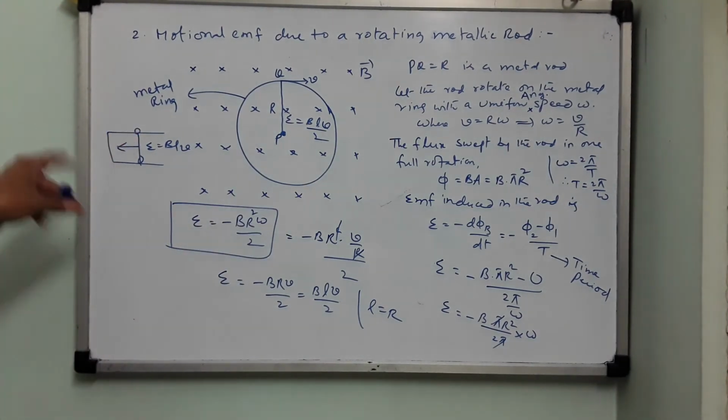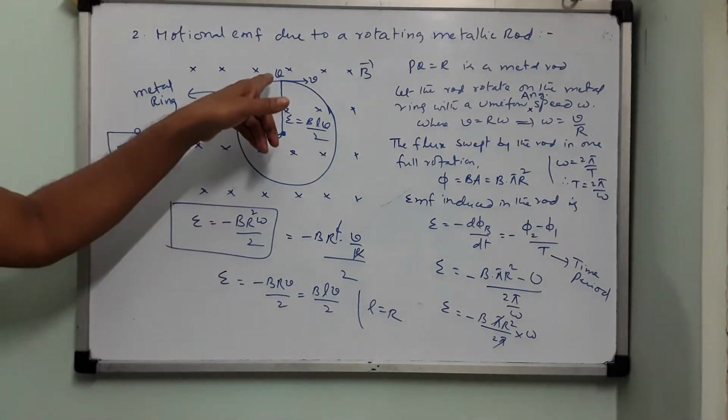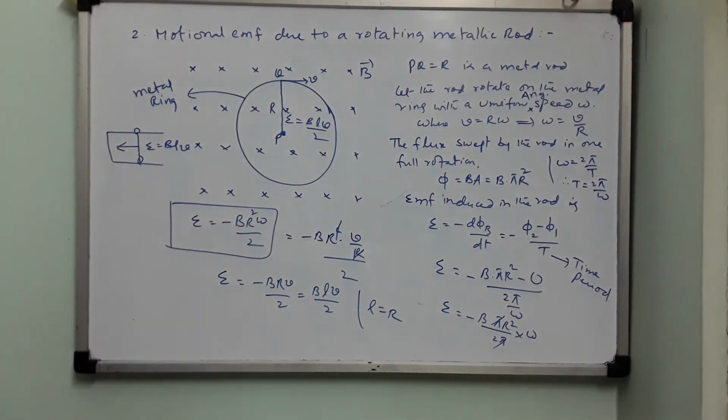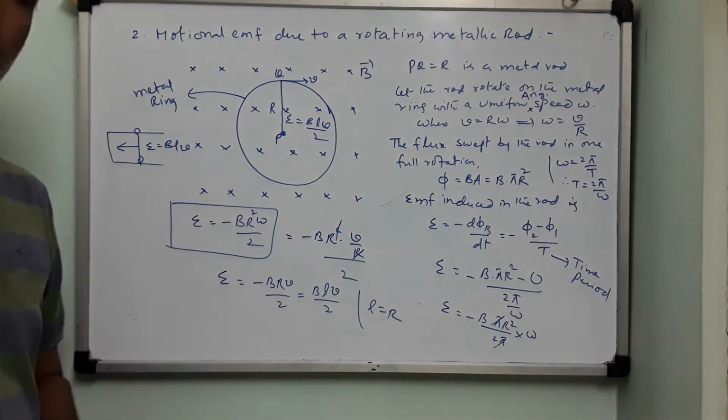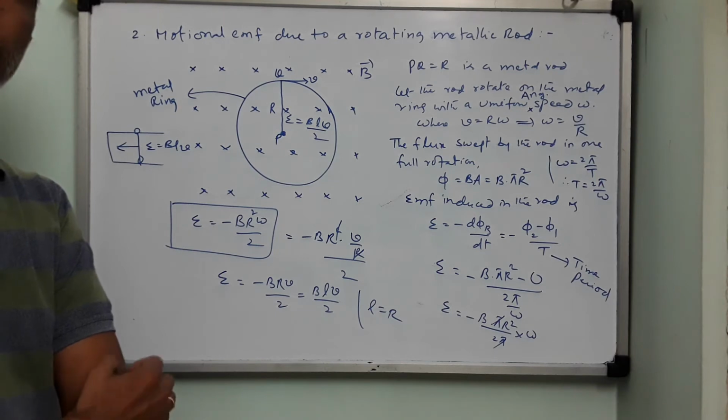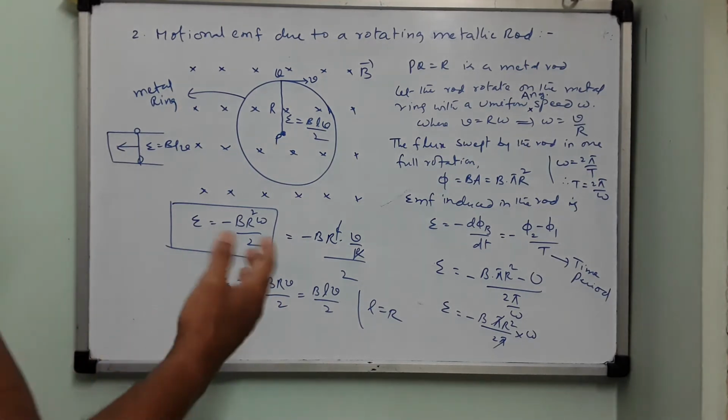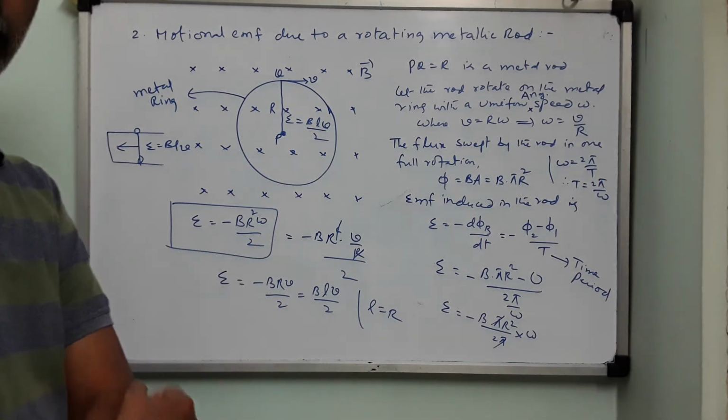Here the two ends are moving with the same speed. Here only one end is moving with speed V, the other end is at rest. So therefore the induced EMF is averaged to half of that, BLV by 2. It is done with the help of integration in the textbook.